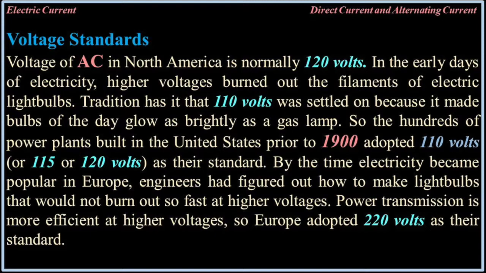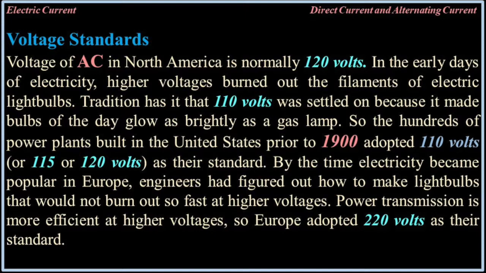In the early days of electricity, higher voltages burned out the filaments of electric light bulbs. Tradition has it that 110 volts was settled on because it made bulbs of the day glow as brightly as a gas lamp. So the hundreds of power plants built in the United States prior to 1900 adopted 110 or 115 or 120 volts as their standard. By the time electricity became popular in Europe, engineers had figured out how to make light bulbs that would not burn out so fast at higher voltages.